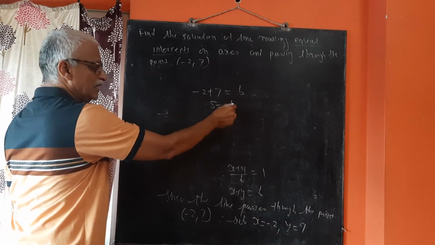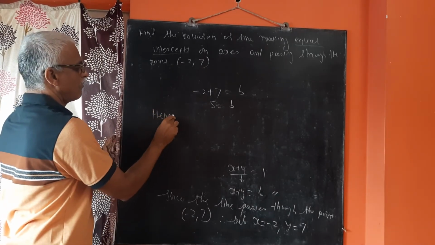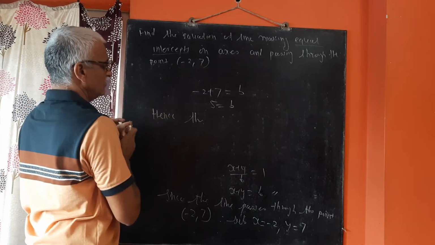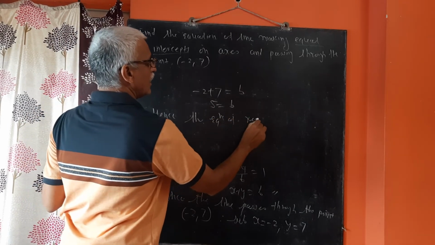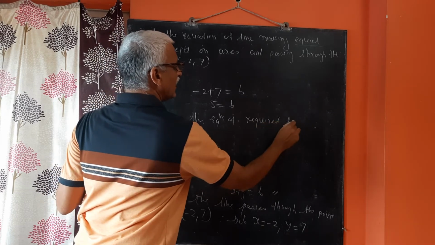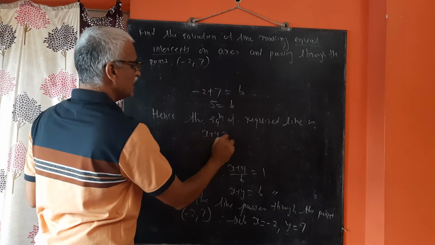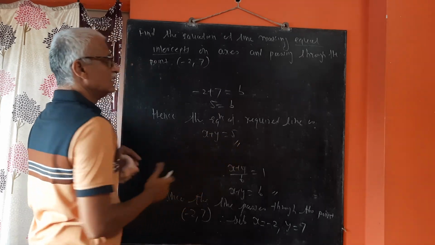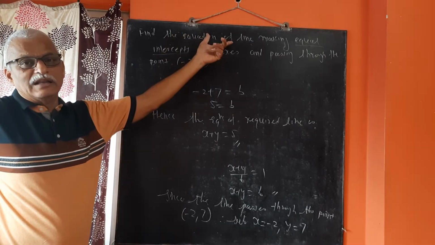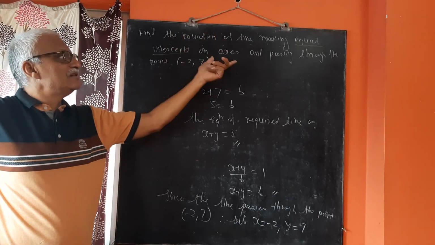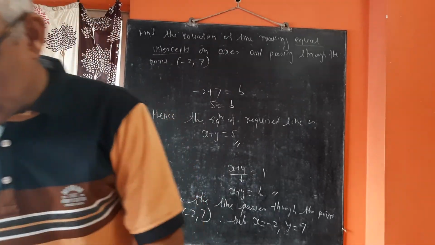Now substitute the value of b equals to 5 in this equation. Hence the equation of required line is x plus y equals to 5. That is the equation for the line which makes equal intercepts and which passes through the point minus 2 and 7.